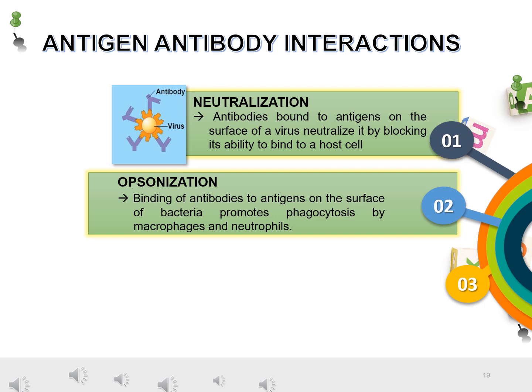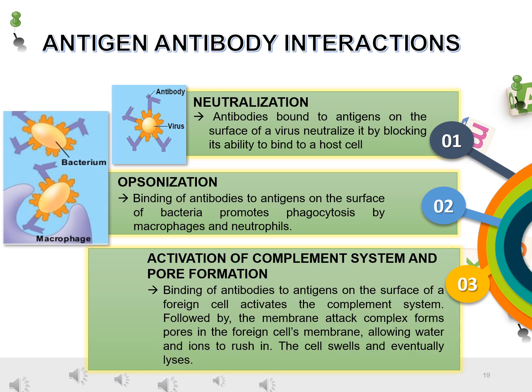Opsonization. Opsonization is the binding of antibodies to antigens on the surface of bacteria, which promotes phagocytosis by macrophage and neutrophil. Activation of complement system and pore formation occurs when the binding of antibodies to antigens on the surface of a foreign cell activates the complement system, followed by the membrane attack complex forming pores in the foreign cell membrane, allowing water and ion to rush in. The cell swells and eventually lyses.